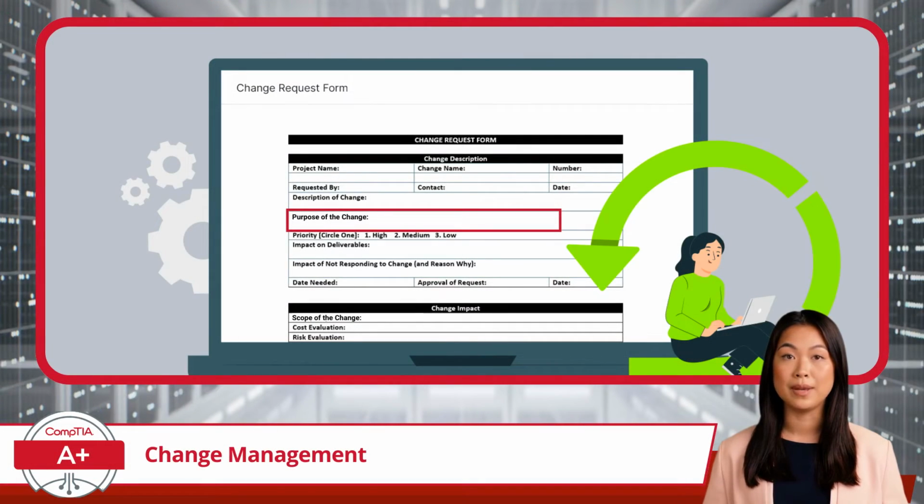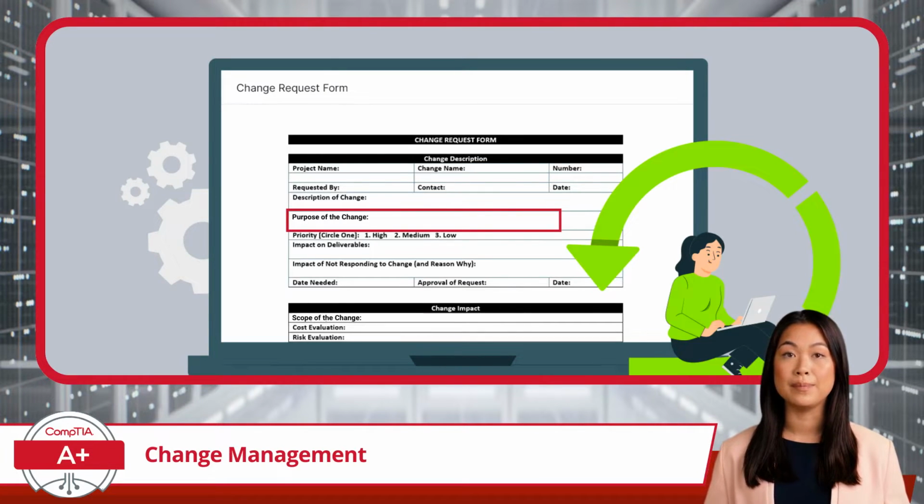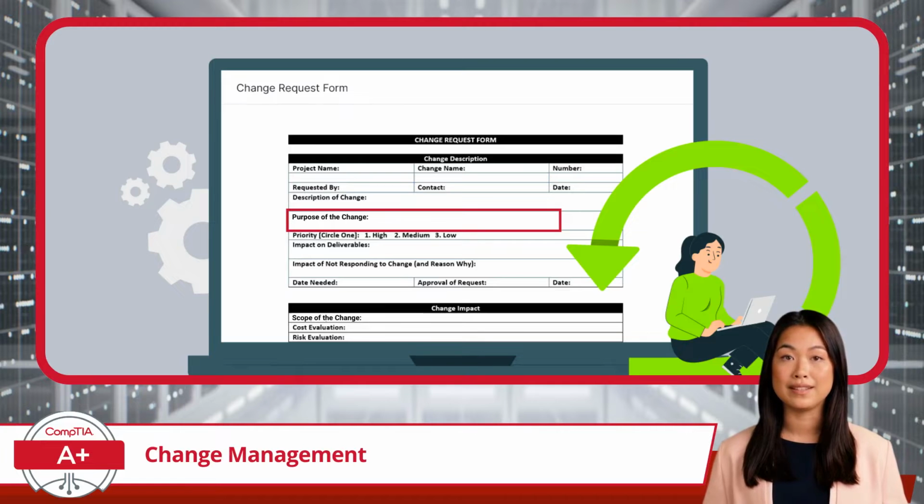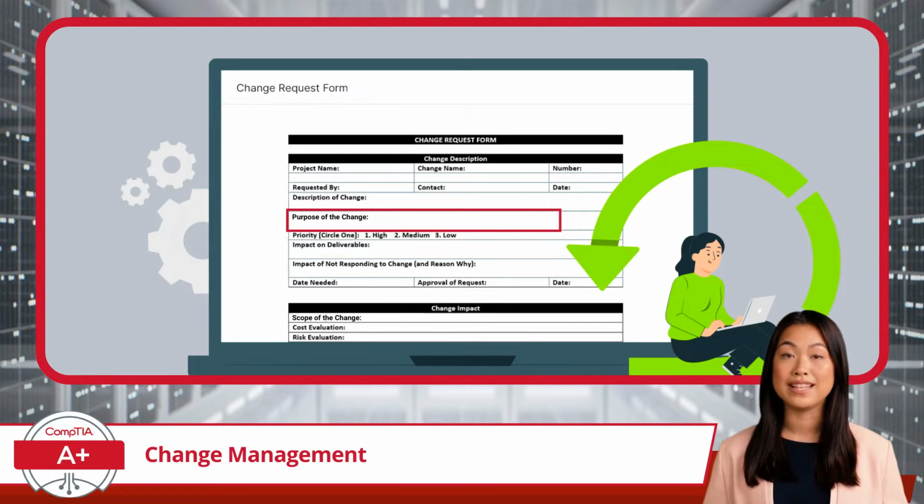One of the first components presented in the form is the purpose of the change, which addresses the question, why? This section provides the justification for the effort, explaining the specific problem the change seeks to solve or the opportunity it aims to seize. A well-articulated purpose not only highlights the change's importance, but also helps stakeholders understand its value and relevance.